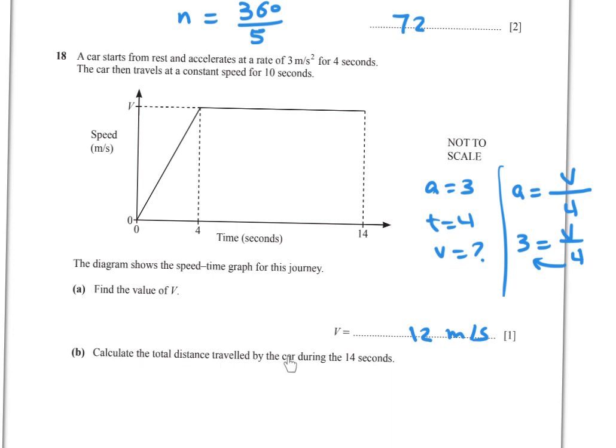Now calculate the total distance traveled by the car during the 14 seconds. We need the total distance. Total distance is the area under the curve. So we need to find the area of this trapezoid. Or you can say a rectangle and a triangle. Trapezoid is faster. So the area of the trapezoid has base 1, which is 14, base 2, from 4 to 14, which is 10, and the height, which is the velocity we found, is 12. So 144 meters.